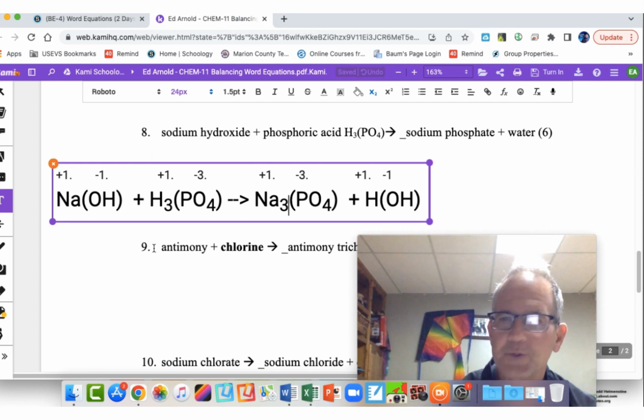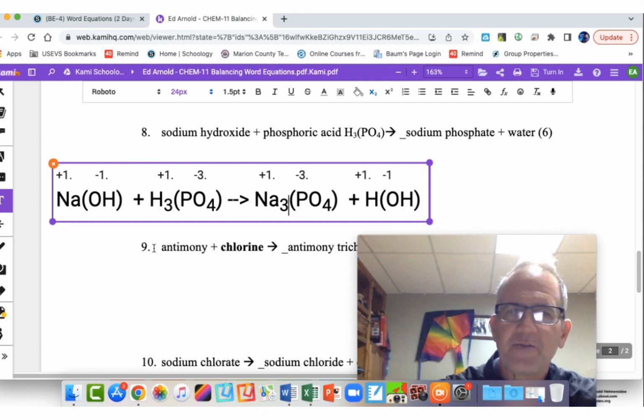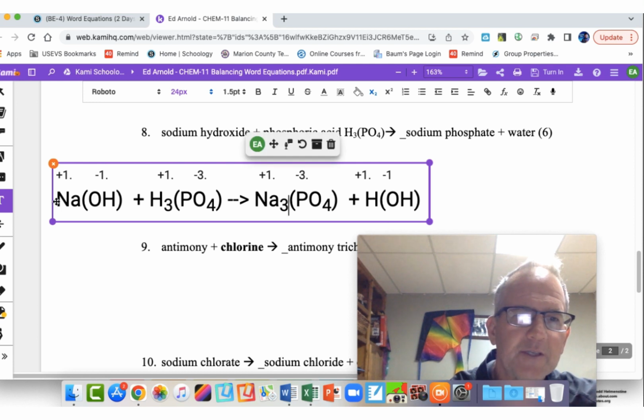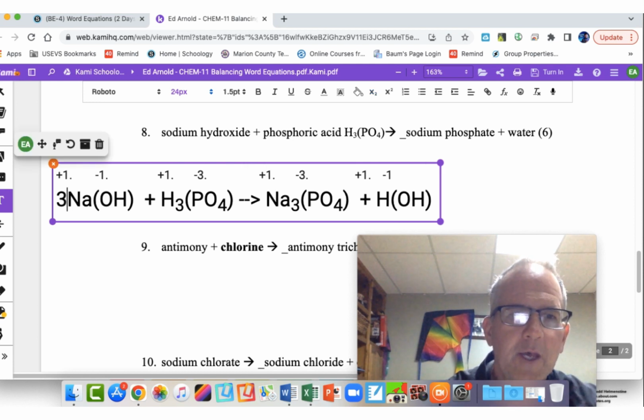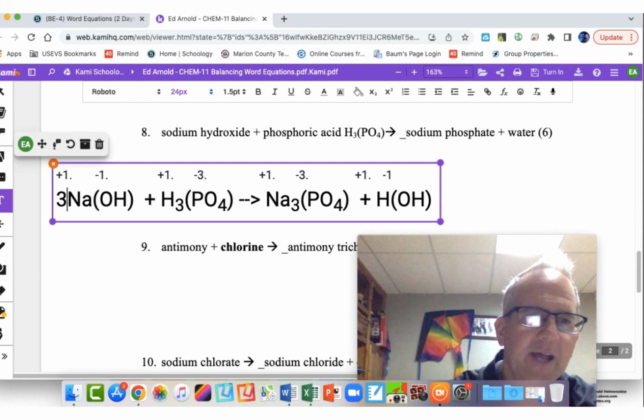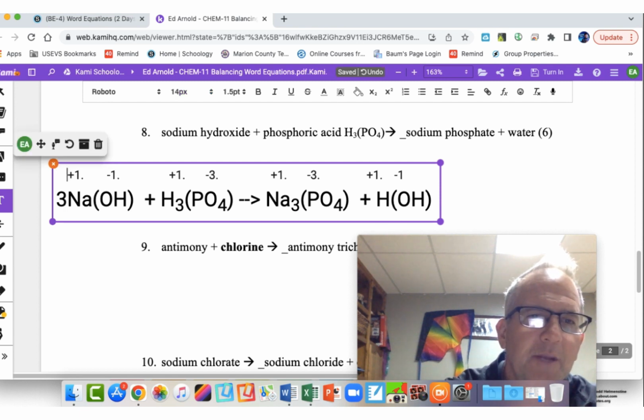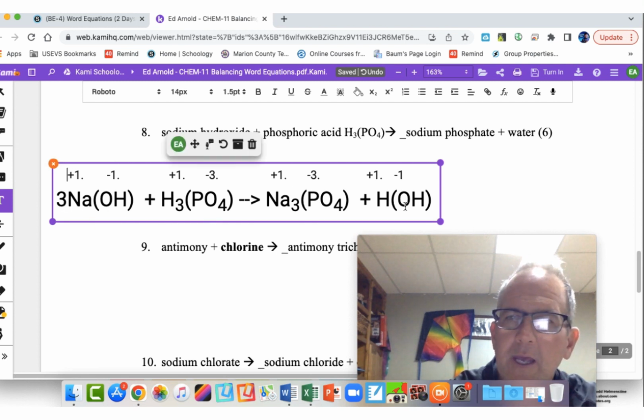So here we go with the big balance. You find something weird and obnoxious. This right here is weird and obnoxious. So is this, right? You got a lot of subscripts. So we have 3 Nas. Let's fix it by putting a 3 in front of this. By changing the number of Nas on that side, I accidentally changed the number of OHs also. So now I have 3 OHs on this side and only 1 OH over here. So I'm going to put a 3 in front of that and fix that problem.